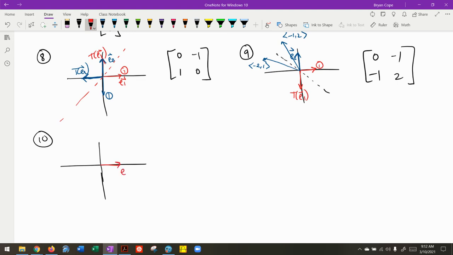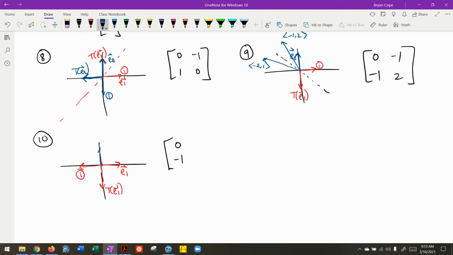So there's E1. We're going to reflect over the vertical axis to get here. That's after step 1. And then we're going to rotate pi over 2 radians. Remember, that rotation is counterclockwise. So this here is T of E1. So our first vector in our matrix would be 0, negative 1.